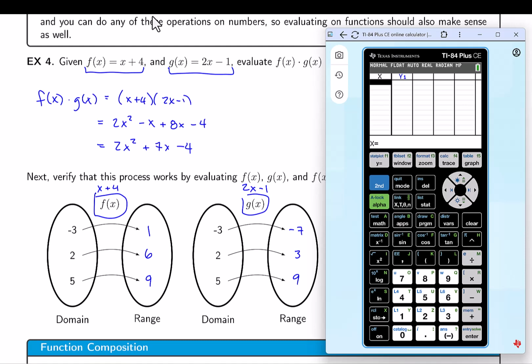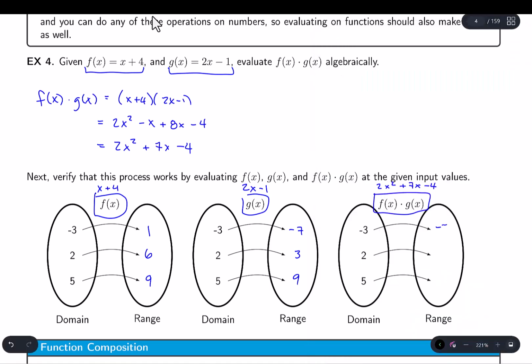So if I want to evaluate it at -3, it comes out to -7. If I want to evaluate it at 2, that's 18. And if I want to evaluate it at 5, I get 81. All right, so -7, 18, and 81.